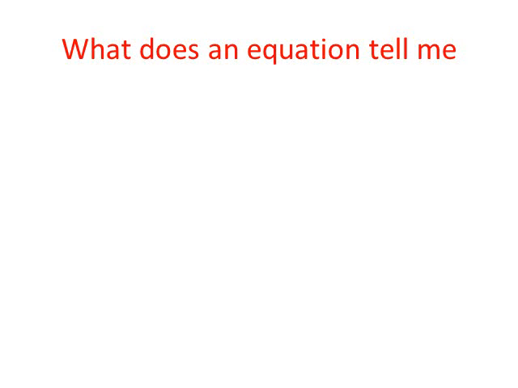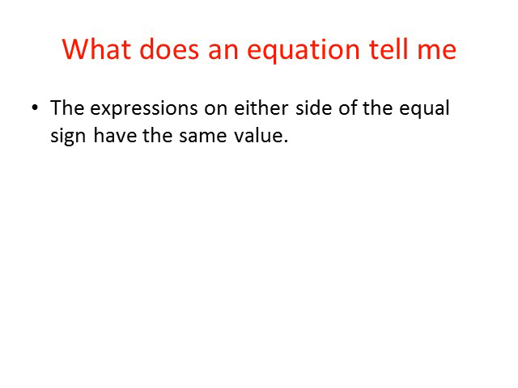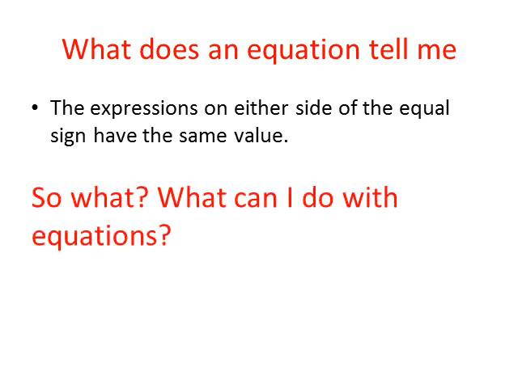Now, what does an equation tell me? Why do we have equations? What equations tell you is that the expression on both sides of the equal sign, the left side and the right side, have the same value. It's a given that these two things are equal to each other, so they are the same. But what does that mean? So what? What can I do with these equations?